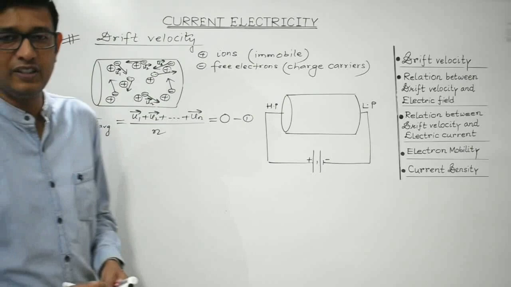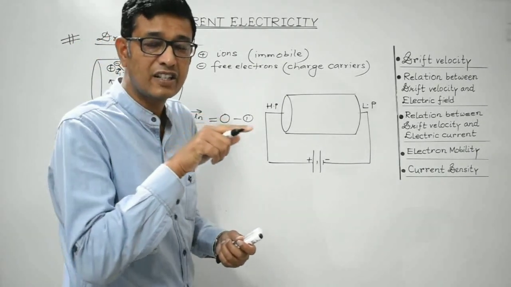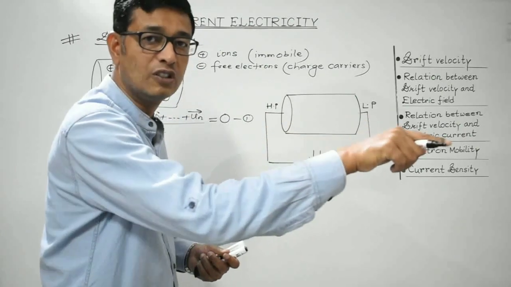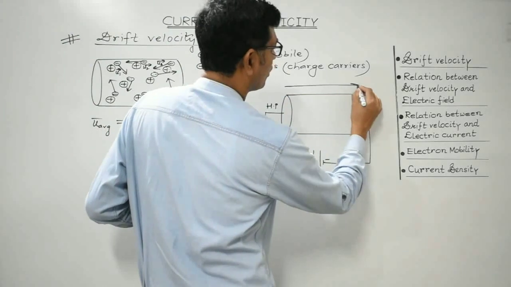As students, you are all aware, the direction of the electric field is always along the direction in which the value of potential falls or decreases. So the direction of the electric field is always from higher potential to lower potential.